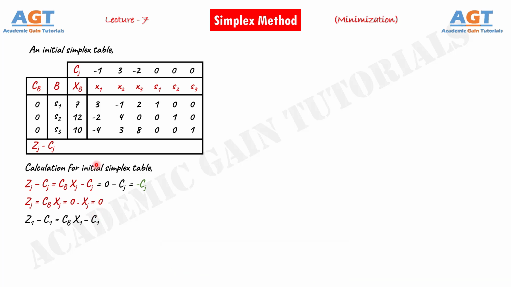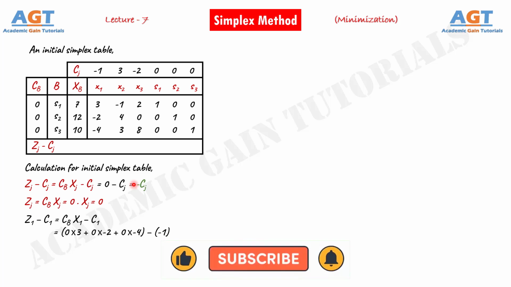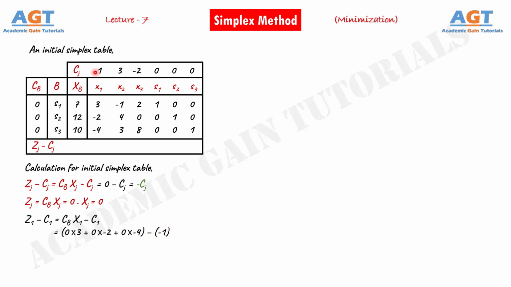Now, we have Cb into X1, the value of Cb is 0, 0, and 0, and the value of X1 is 3, minus 2, and minus 4, so the value of Cb into X1 will be 0 into 3, which gives us 0, plus 0 into minus 2, which gives us 0, plus 0 into minus 4, which also gives us 0. So, Cb into Xj is 0 as we have seen here. Then we will give the minus sign and subtract C1. The value of C1 is minus 1. Thus, the value of Z1 minus C1 will be 1.